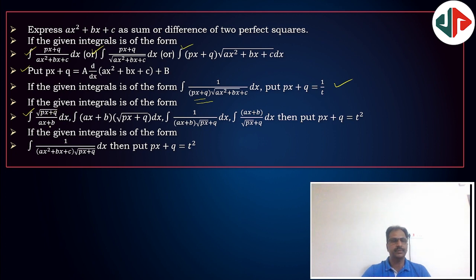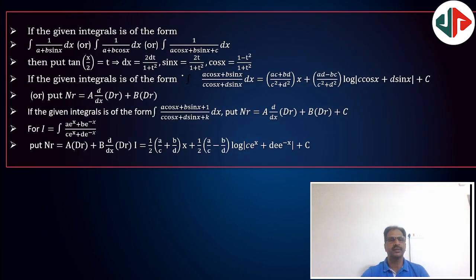Root of px plus q by ax plus b, ax plus b into root of px plus q, or 1 by ax plus b into root of px plus q, or integral ax plus b by root of px plus q. Remember the function inside the square root. What is the function inside the square root of all this? Px plus q, that should be taken as t square. Here also same. So px plus q is equal to this.